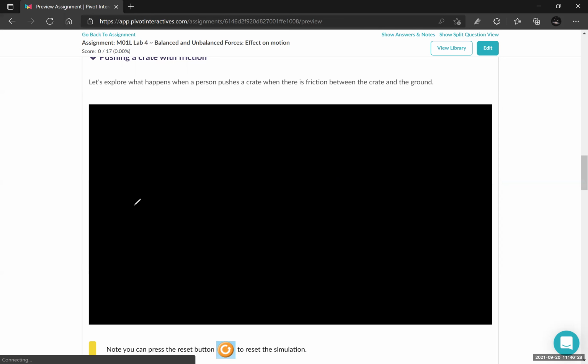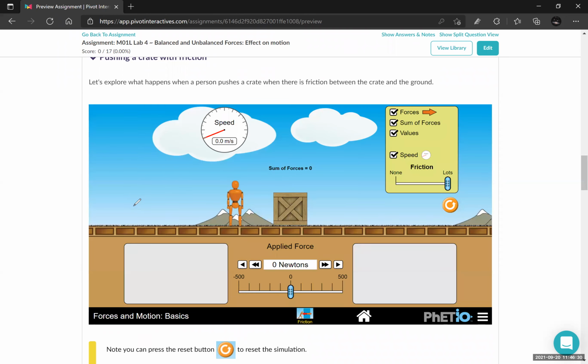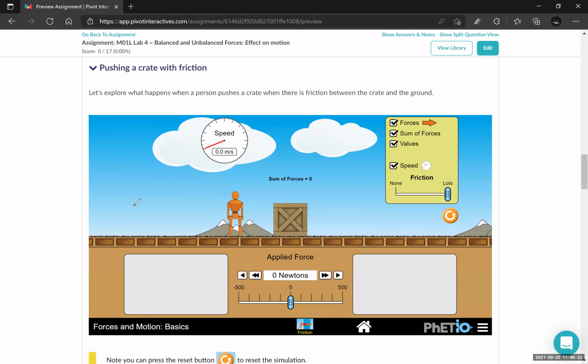It's a really nice simulation. You can see, right? You have a person and the box. So this is the agent, right? The person, or the model, is the agent. And then you have the box down. So it says, let's explore what happens when a person pushes a crate when there is friction between the crate and the ground.